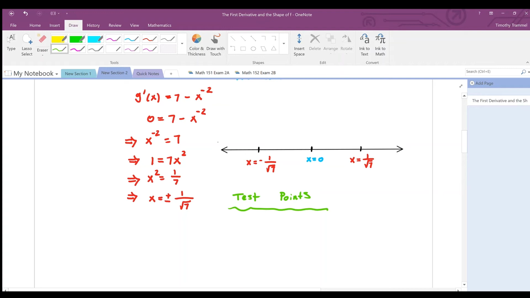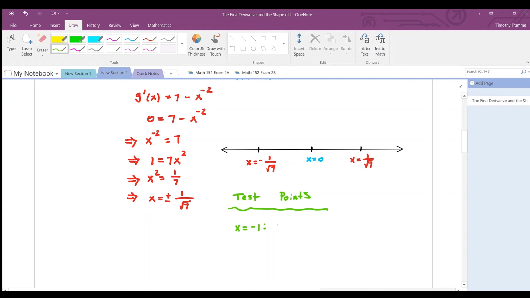So let's maybe start off here with one here in this leftmost interval. We just need something that's less than -1 over the square root of 7. And I can think of an easy choice here. How about x equals -1?